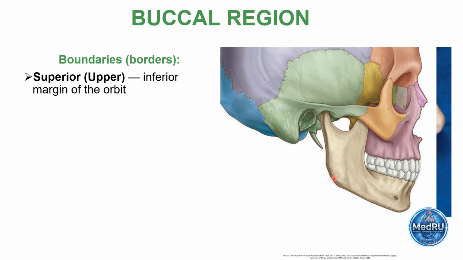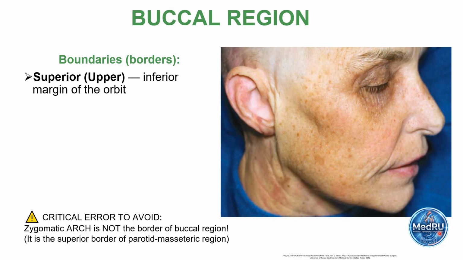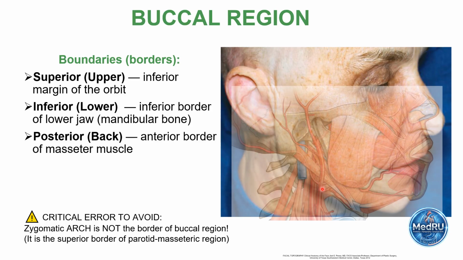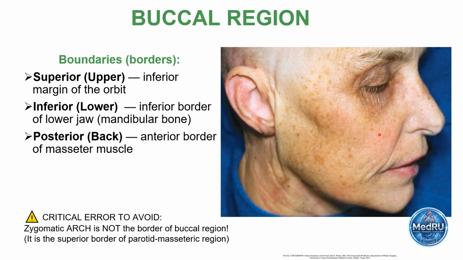Why is this important? Because the temporal branch of the facial nerve runs just above the zygomatic arch. If you mistake the arch for the buccal border and make an incision too high, you'll sever this nerve and paralyze the forehead. The lower border of the buccal region is the lower edge of the lower jaw. Laterally, or behind, is the anterior edge of the masseter muscle. Medially, or in front, are the nasolabial folds.